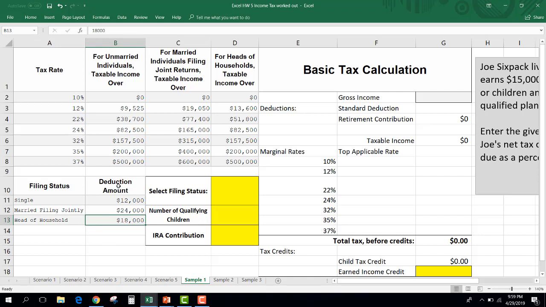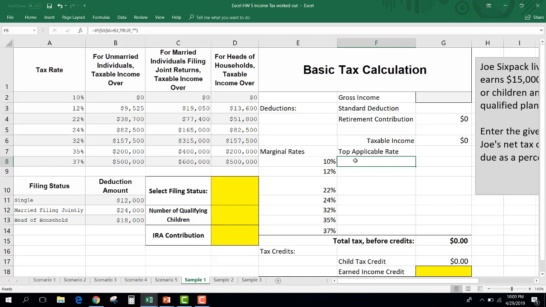Now, what is a deduction? Remember, a deduction is a decrease in your taxable income, right? So we'll take off the deductions and then we'll arrive at the taxable income, and then we'll apply the tax brackets here to the taxable income.